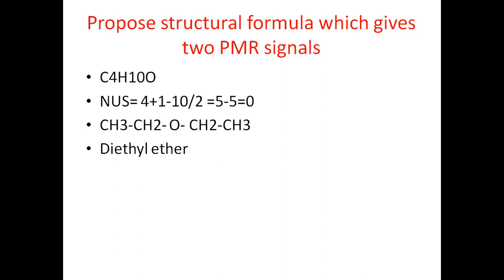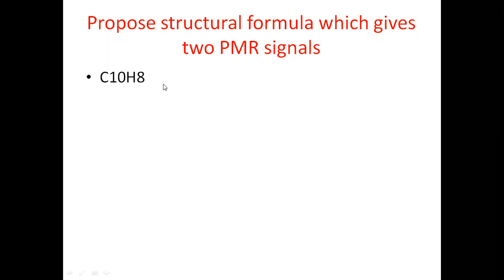Now let us proceed further. C10H8. Now you calculate the number of unsaturations for C10H8. Okay, 7. Seven unsaturations are there.